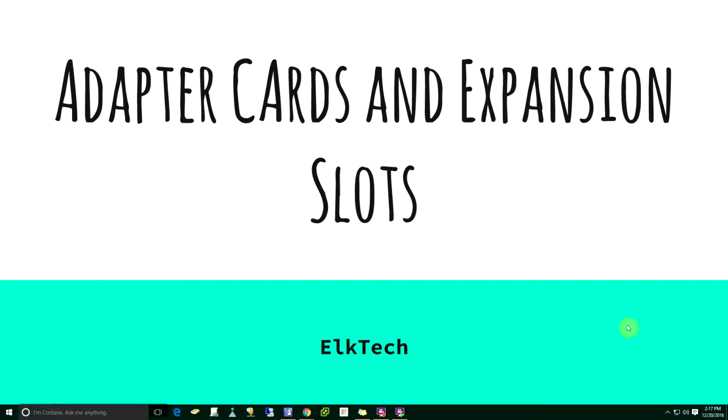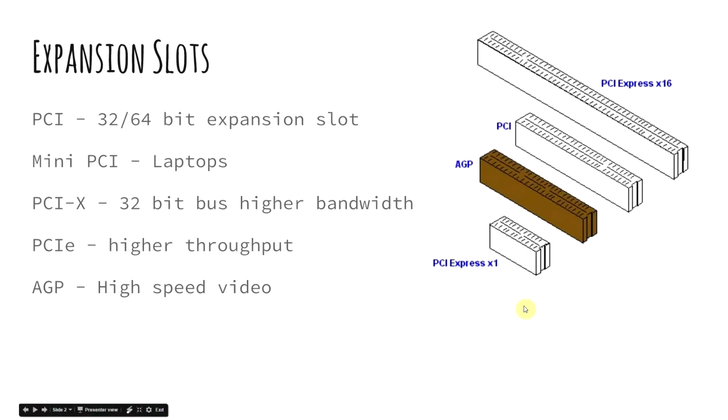Like I said, we're going to check out adapter cards and expansion slots. Now that we've chosen our motherboard, and we've got our CPU, RAM, hard drive, and optical drives, the next thing we need to look into is whether or not we need any expansion slots or expansion cards to go in the slots.